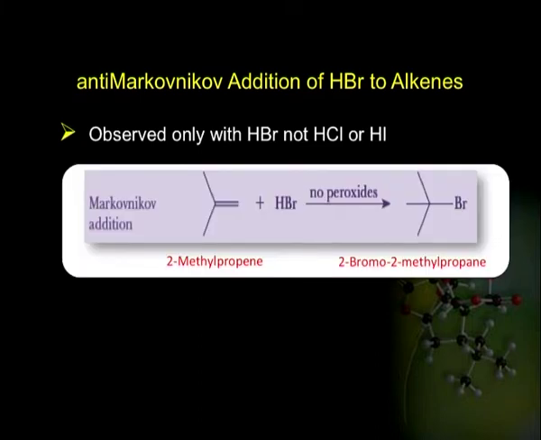So, if we look into this example, this is 2-methyl propene which reacts with HBr in the absence of peroxide. There is no peroxide present and we get the usual Markovnikov product. That is, the hydrogen of the hydrogen halide has gone to the carbon which had more number of hydrogen atoms. So, to this CH2 hydrogen has gone, as a result it has become CH3 and the other side of the carbon gets the bromine atom. This is the Markovnikov addition.